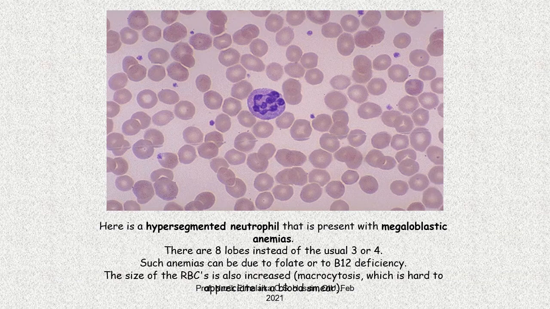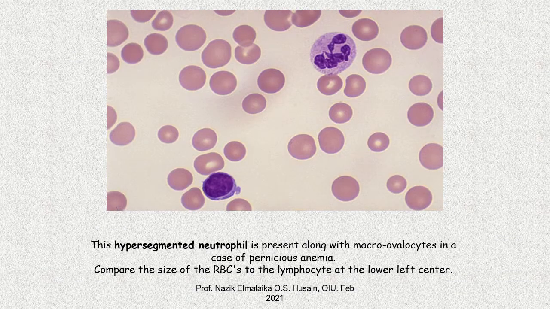You can see also the red blood cells are larger than normal. Megaloblastic, big red. This is also a hypersegmented neutrophil, and the cells are large and sometimes oval. This is a case of pernicious anemia.